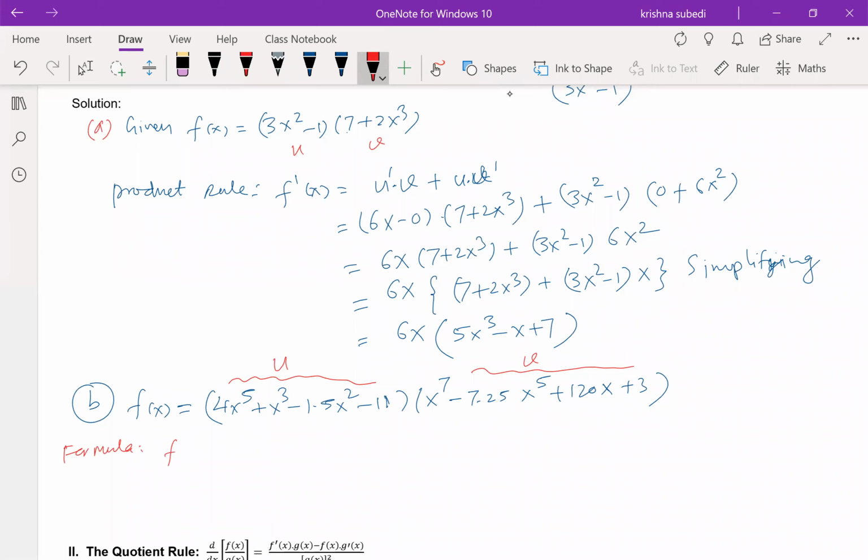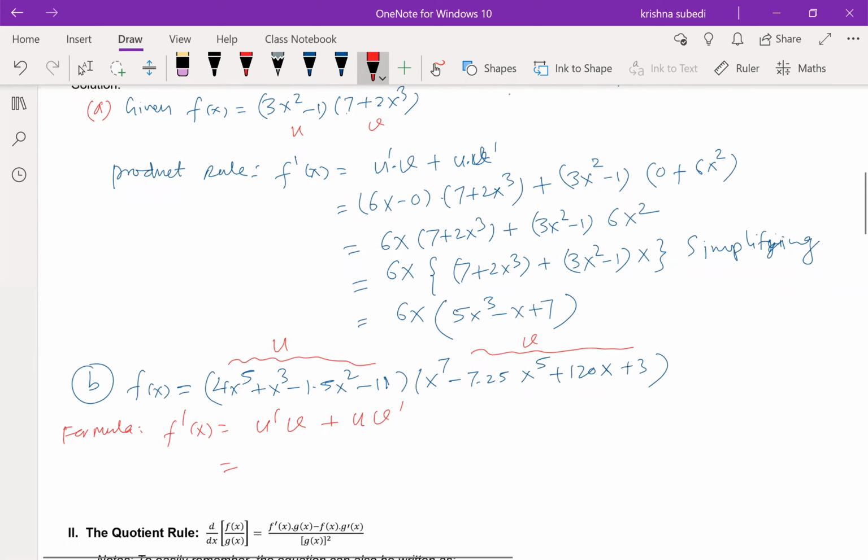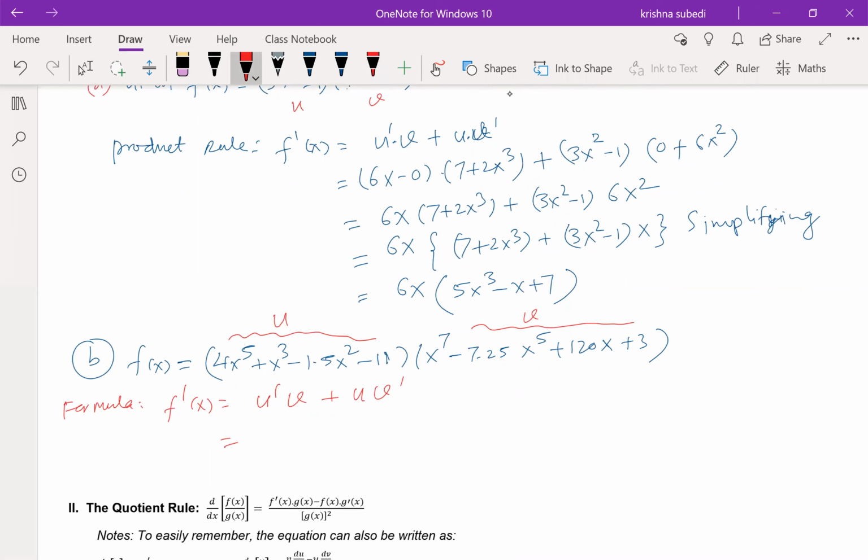The product rule is f prime of x is uv. We just copy uv twice. Everybody knows how to copy that. It's simple. Now we do the derivative. So first we find the derivative of u, and we leave v as it is. We do nothing with the v.